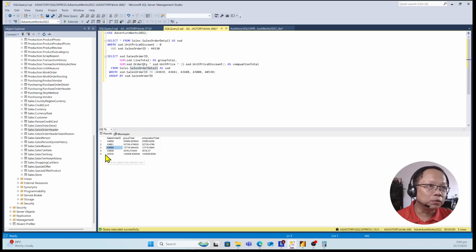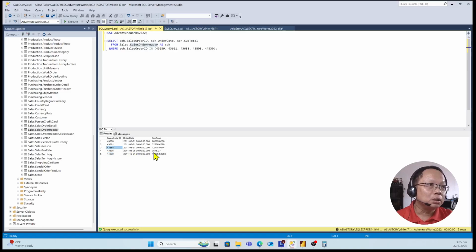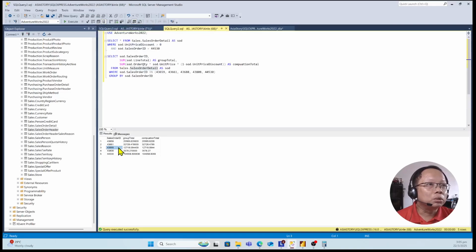And let's do the 43688. Okay, 43688. Okay, then we have the 12718. Okay, 0.0844. So both these are correct. 12718.0844. So that means the sum of this line total is actually the same as the sum of order quantity multiplied by unit price minus off the discount. Okay, that's my computational total.